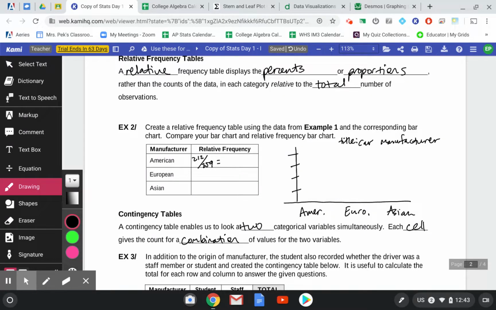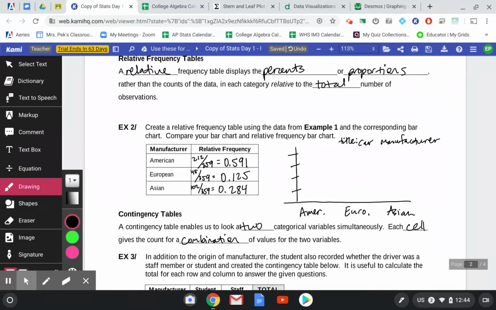And then I can write that as a decimal, 0.591, or I can change that to a percentage if I want. I usually just keep them as decimals. And then European, we had 45 cars out of the 359, so that's going to be 0.125 or 12.5%. And 102 out of 359, we end up with 0.284, I think, if I'm reading my writing correctly, or 28.4%. And those percentages should add up to 100%, so you can always double check that you've done it right by adding up your decimals to make sure that equals 1.